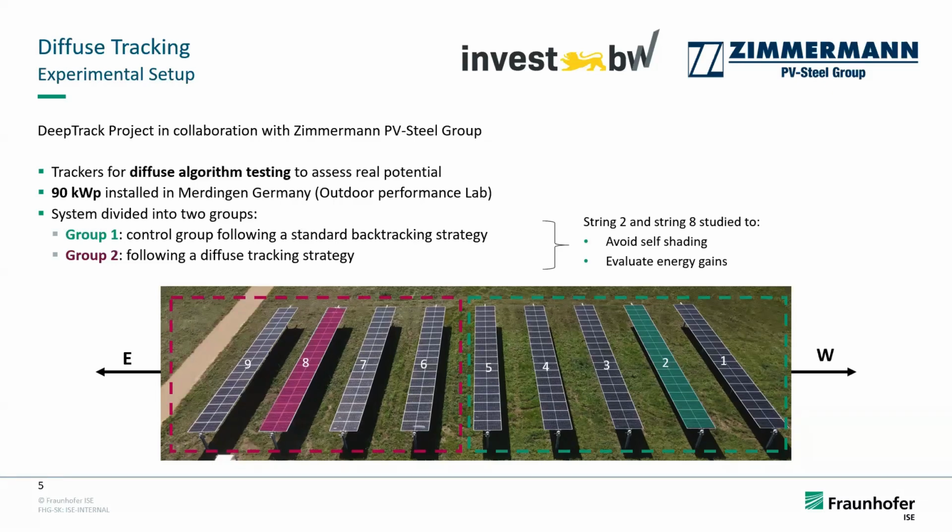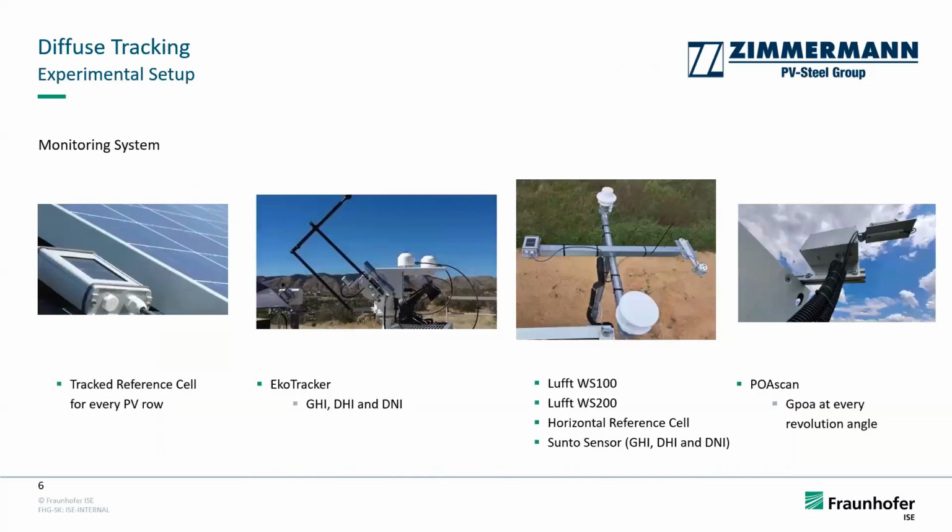And then we take the string data from the inverter of string 2 for control group 1, and from string 8 for group 2. And then we compare the string data to assess the energy gain. And also the reason to focus only on these two strings is to avoid the area in the middle, which is affected by self-shading, since the two groups are following different tracking strategies.